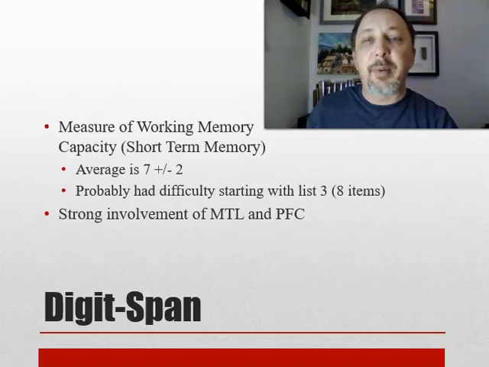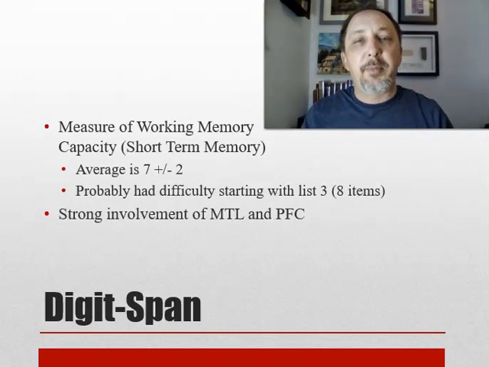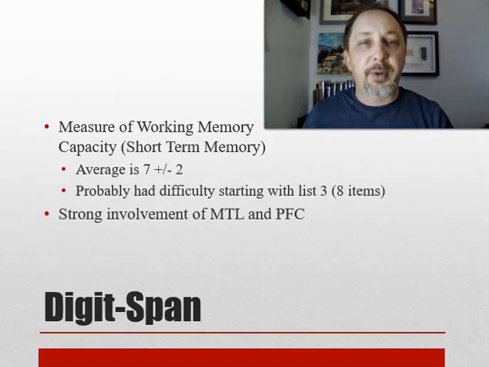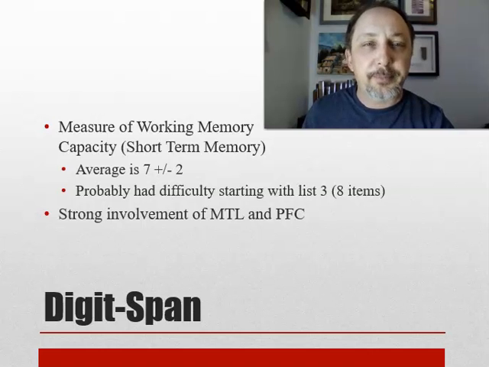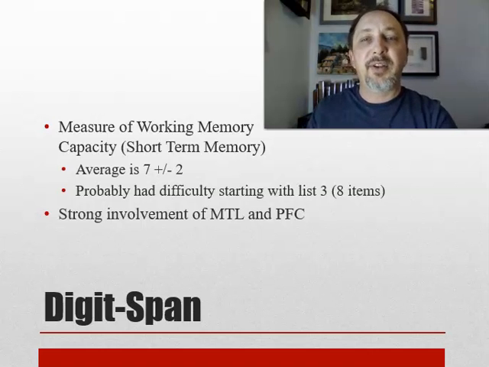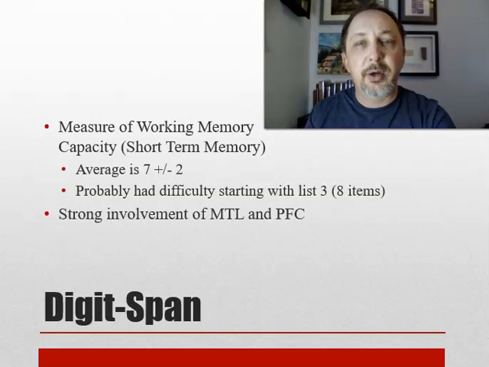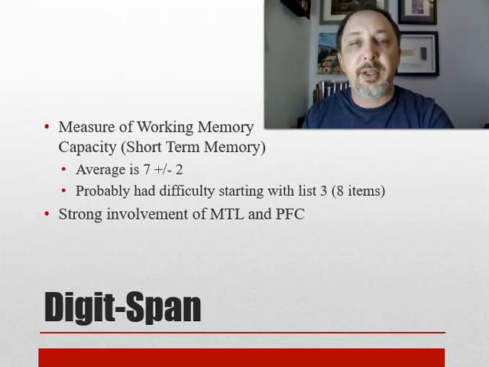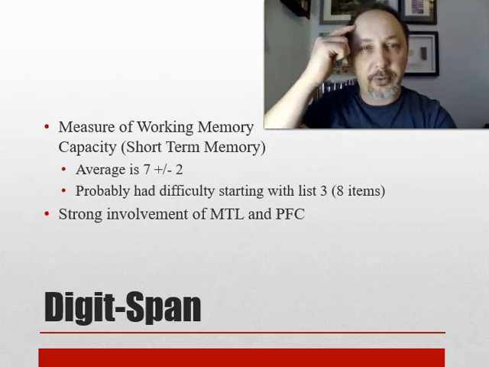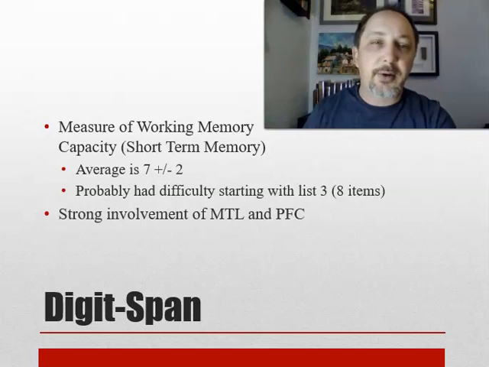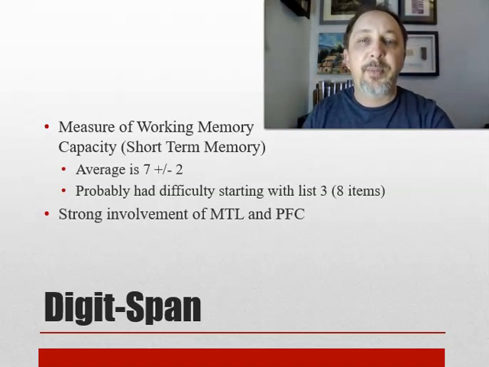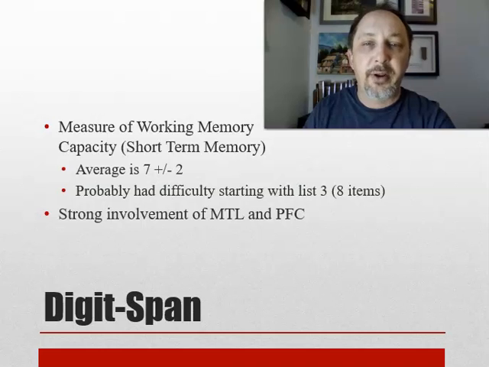Digit span was the part of memory where we saw Miller's magic number is 7 plus or minus 2. The idea being we can grab about 7 pieces of information into our short-term memory. Now we know this decays quickly. We have activity in the frontal lobe, especially the prefrontal cortex, PFC, when we're rehearsing and when we're putting things into our memory. And we also have activity in the MTL, the medial temporal lobe, around the hippocampus area.